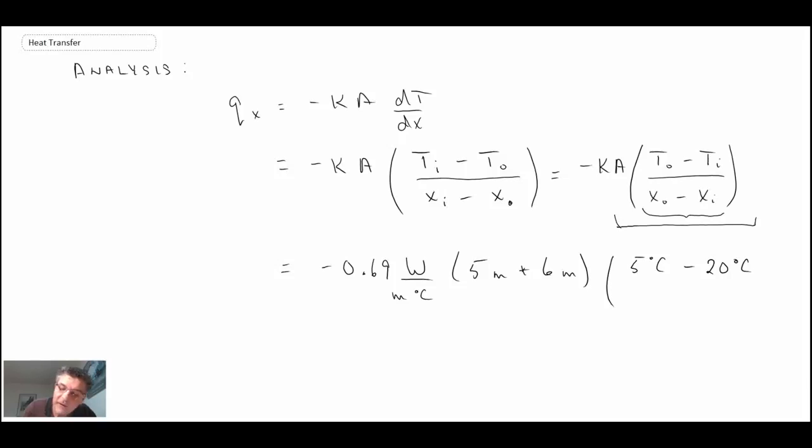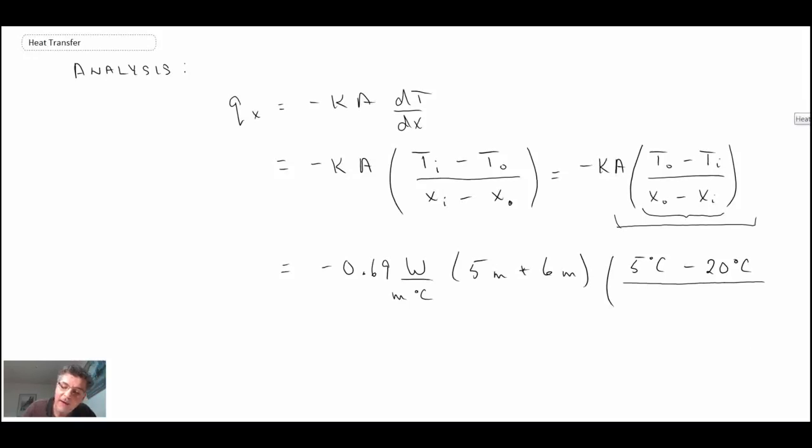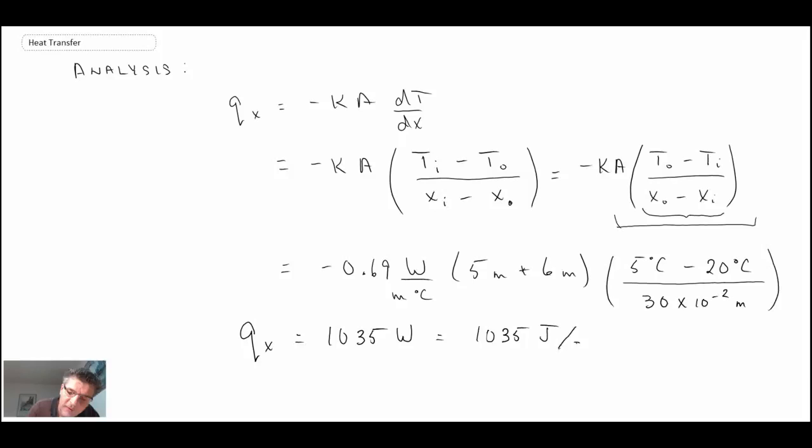Outer minus inner, and then we're going to divide that by, let's look back at our schematic, x outer minus x inner, and that is just 30 centimeters. So expressing that in meters, and we have that. So plug this into your calculator and you find Q_x for this brick wall is 1035 watts, or 1035 joules per second.